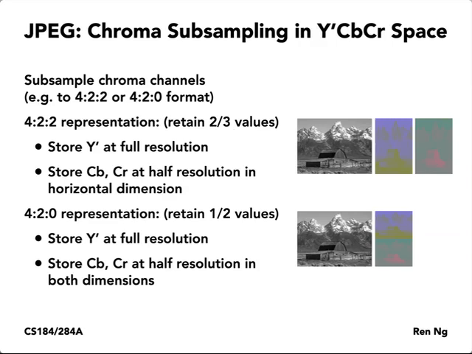4:2:0 is an even more aggressive compression. We retain only half the total original pixel values. We store Y prime at full resolution, and we store CBCR at half resolution, 2x2 subsampling. So it's not like the picture I showed you before. I just tried to show you a really dramatic example so you could see how strong and effective it is. I did 4x4 subsampling for you, in either luma or CBCR.